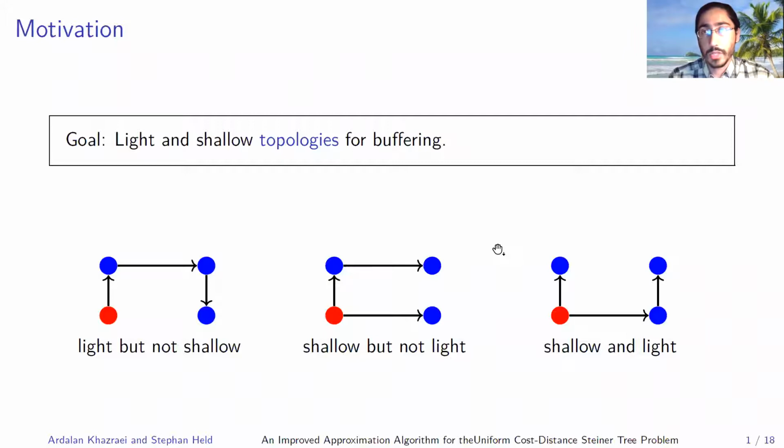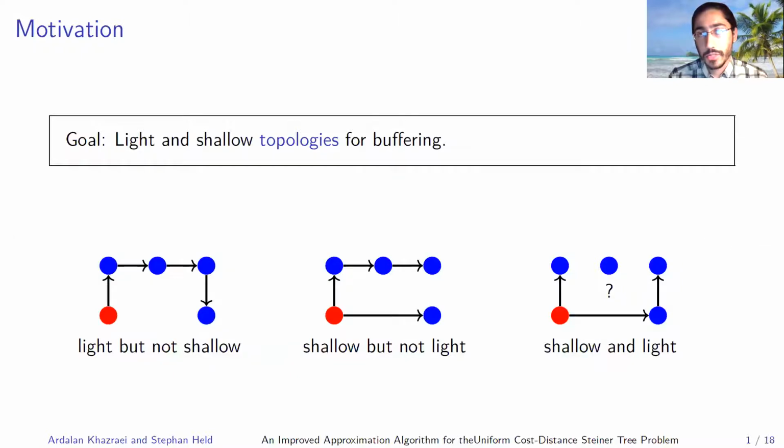Now, ideally, we are looking for a solution that could satisfy both criteria simultaneously, like the one on the right. However, this would not be possible in every case. For example, if we add an additional node in the middle on top, then we can't be optimal in both respects.